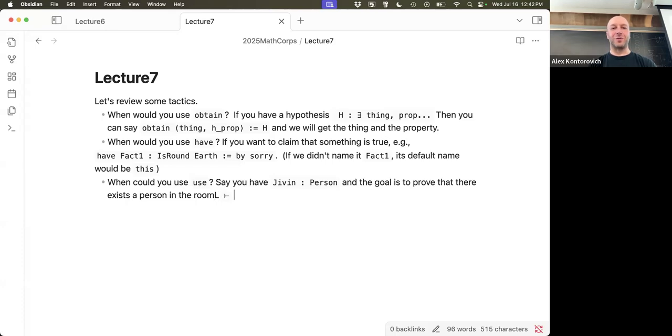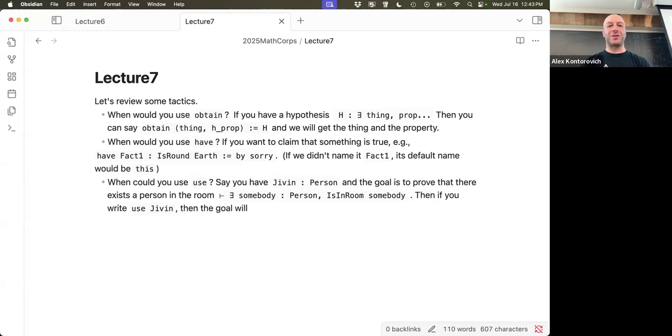So the goal would say there exists, let me grab this exists sign, there exists somebody of type person such that somebody is in the room, right? Let's say that's your goal. Your goal is to show that there exists somebody of type person so that somebody is in the room. Then if you write use Jiven, then the goal will change to what? Instead of there exists somebody who's in the room, now we have to prove.